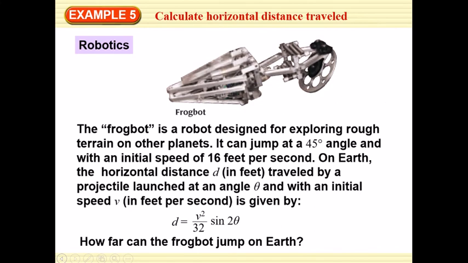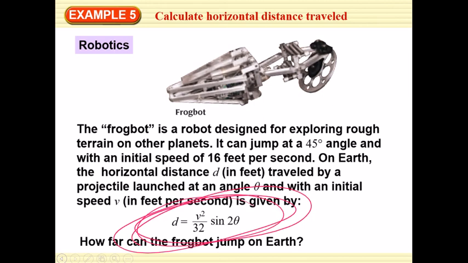Alright, so here in example 5, calculate the horizontal distance traveled. The Frogbot is a robot designed for exploring rough terrain on other planets. It can jump at a 45-degree angle with an initial speed of 16 feet per second. On Earth, the horizontal distance traveled is d in feet, traveled by a projectile launched at an angle theta with initial speed v. That is given by this formula.